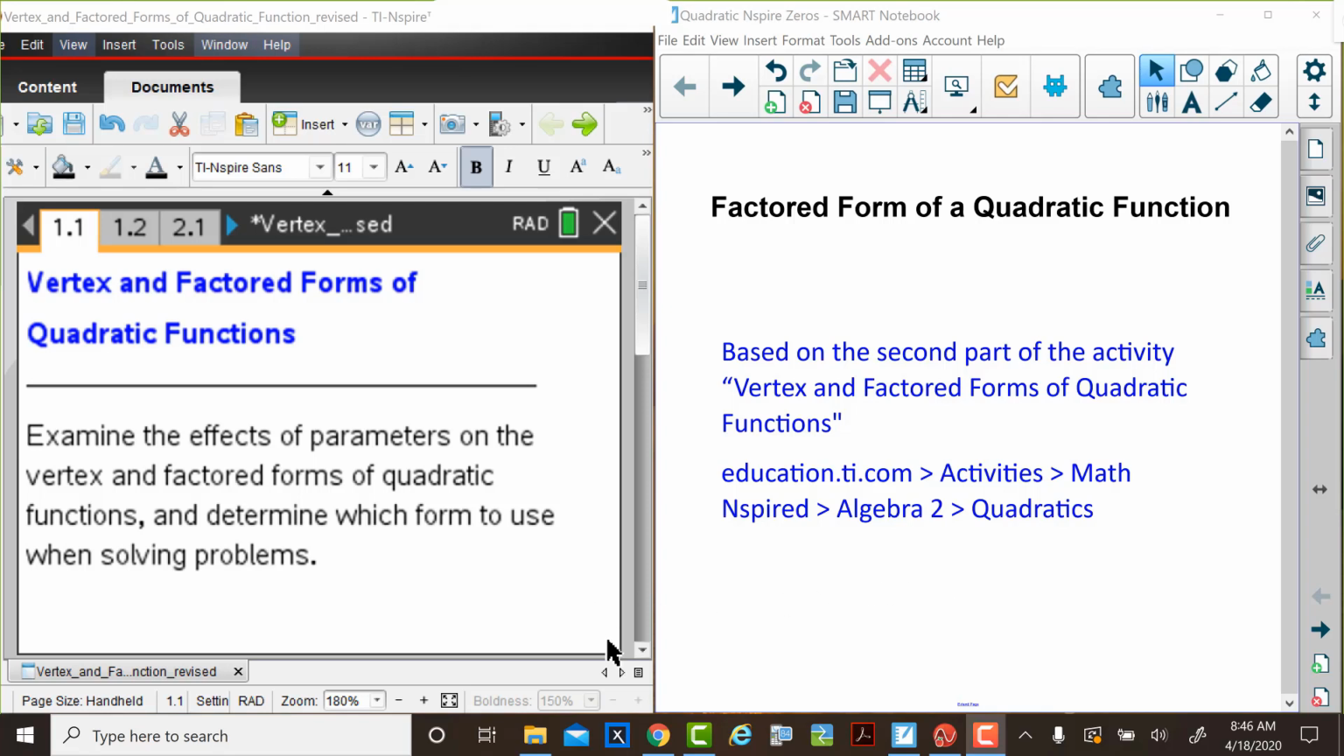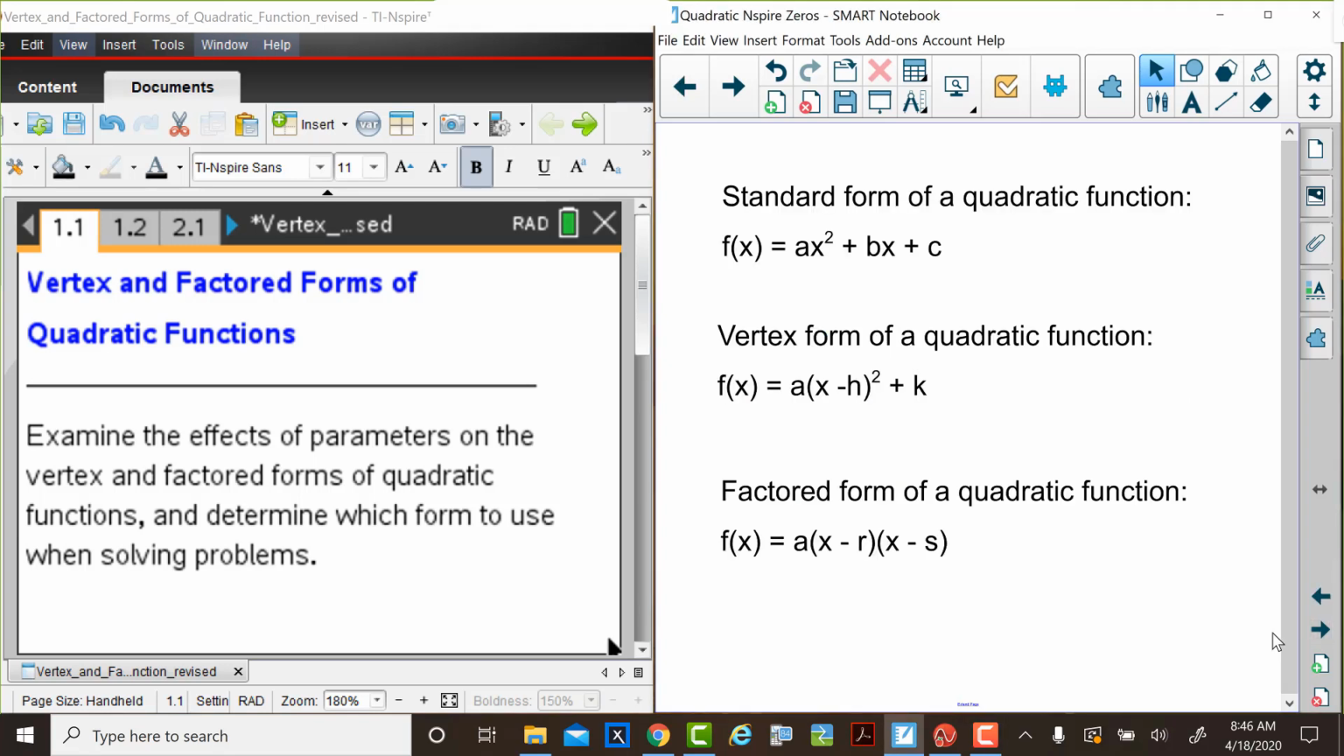the activity. You may have studied various forms of quadratic functions before in various math courses. The standard form of a quadratic function is shown, the vertex form of a quadratic function. And today, again, we're going to look at the factored form of a quadratic function. f of x equals a multiplied by x minus r times x minus s.